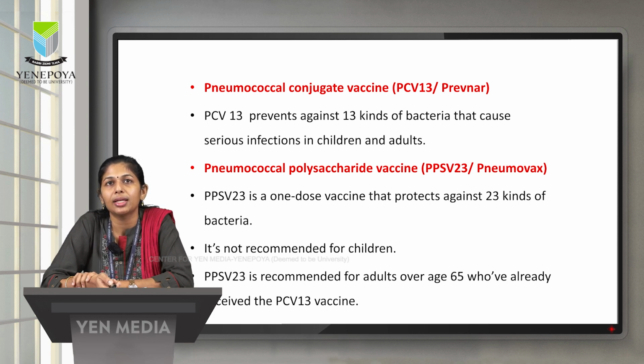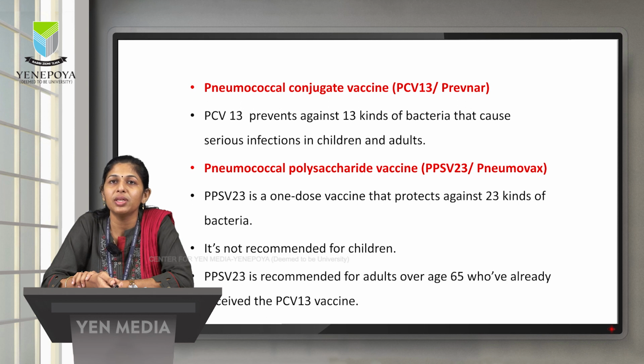PCV13 prevents against 13 kinds of bacteria that can cause serious infection in children and adults. So that is all about pneumococcal conjugate vaccine or PCV13. Then the next one is pneumococcal polysaccharide vaccine or PPSV23.